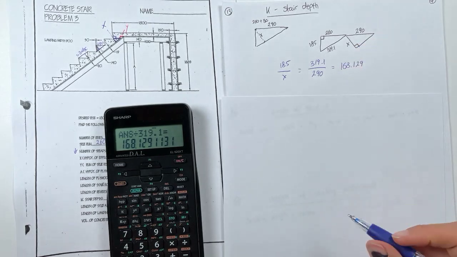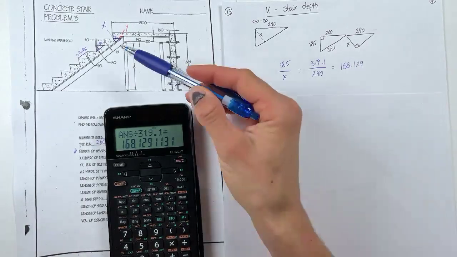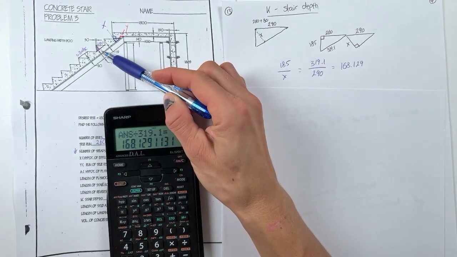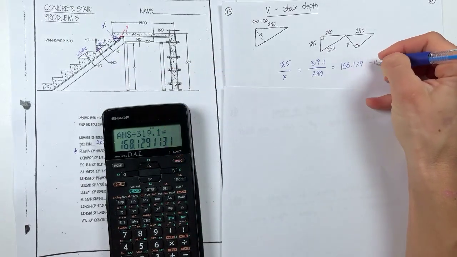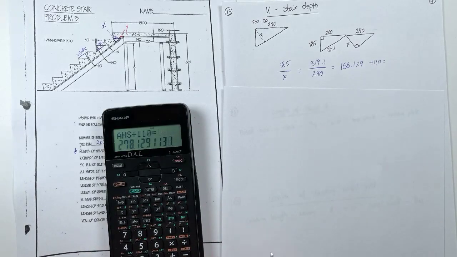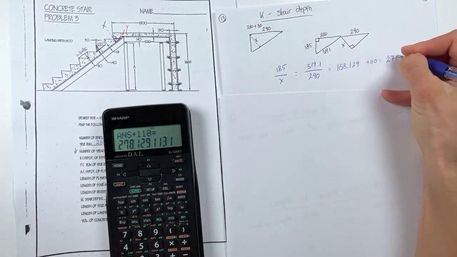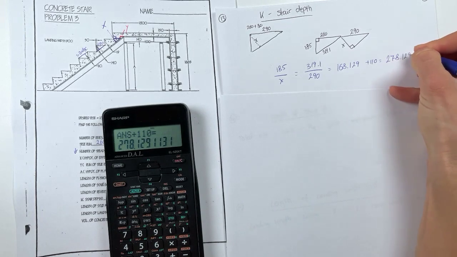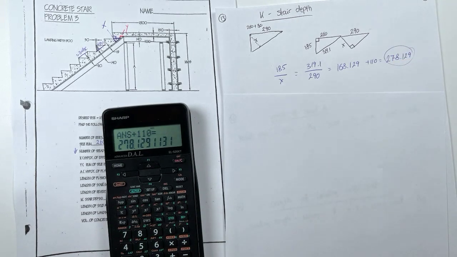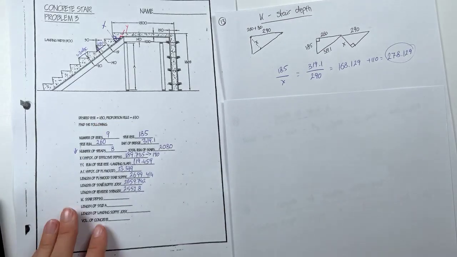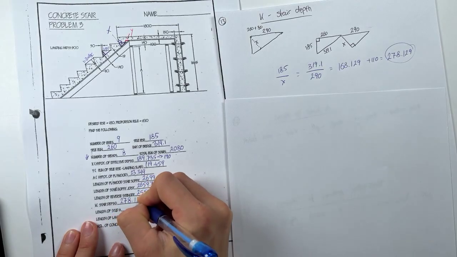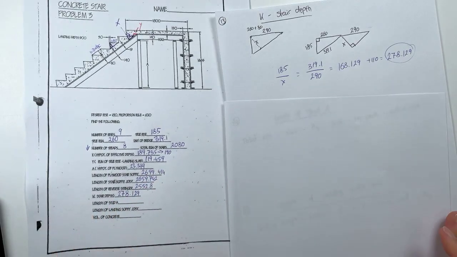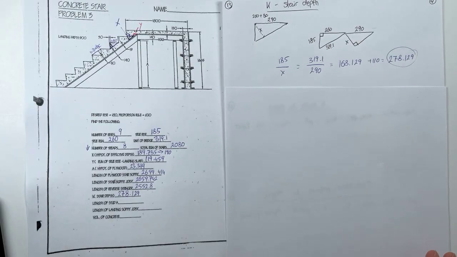168.129. Remember, that only gives us X, right? That's only X. So now we need to add our effective depth to give us the whole measurement. Plus 110 gets us 278.129. Awesome. And that's it. We're getting there. It's fantastic. Okay. So the next one, length of stud A.